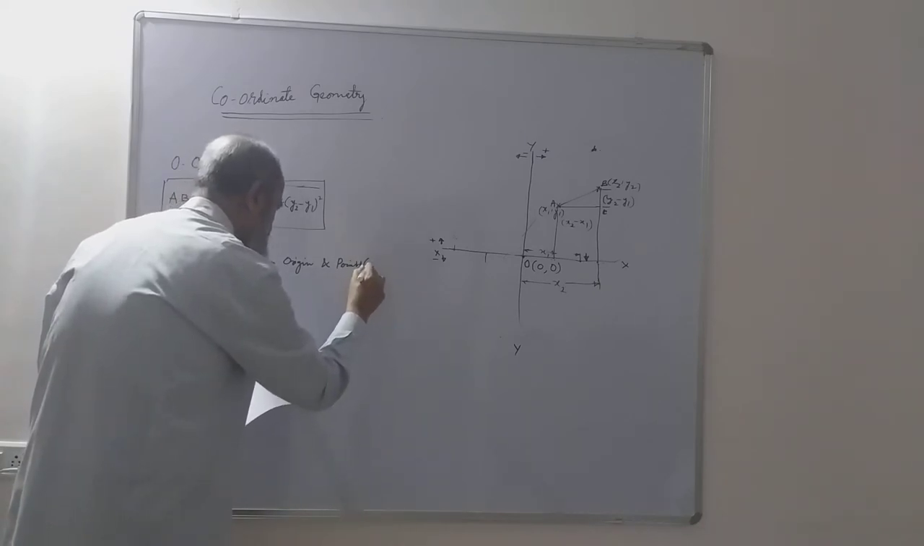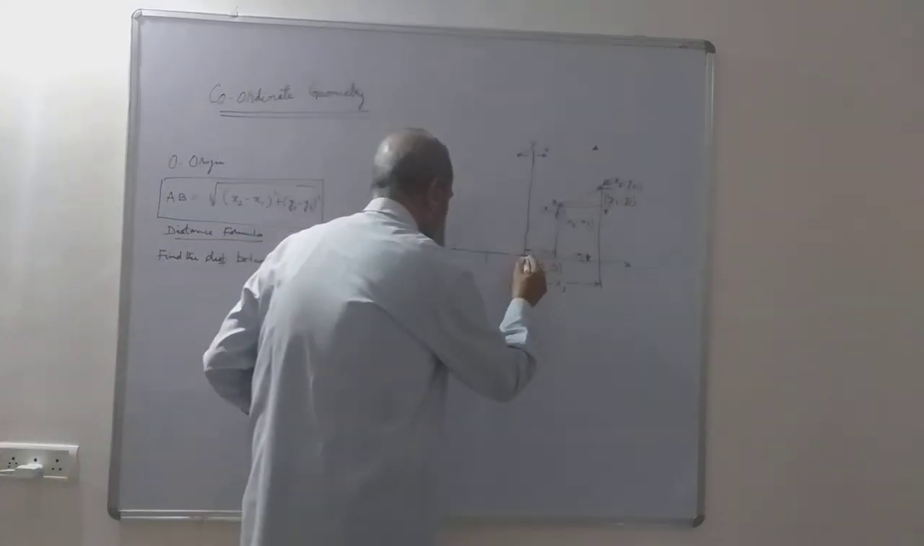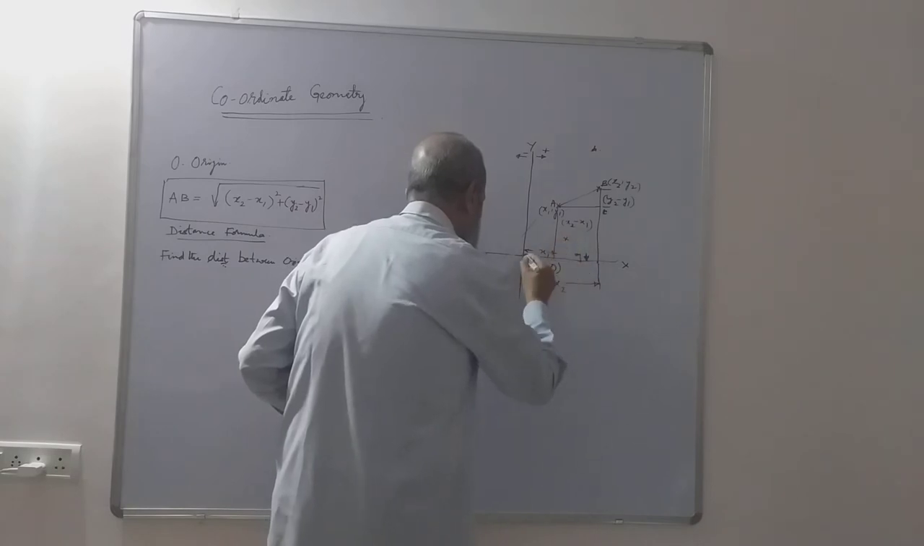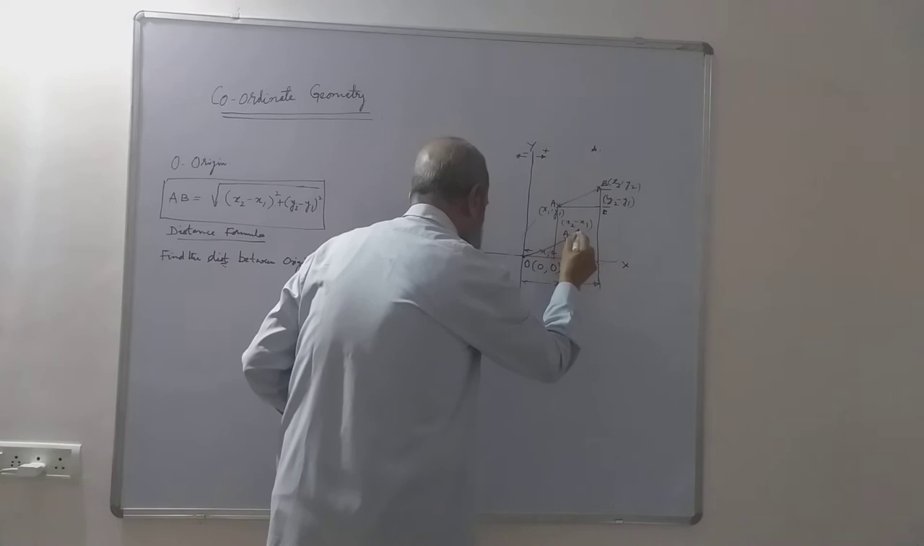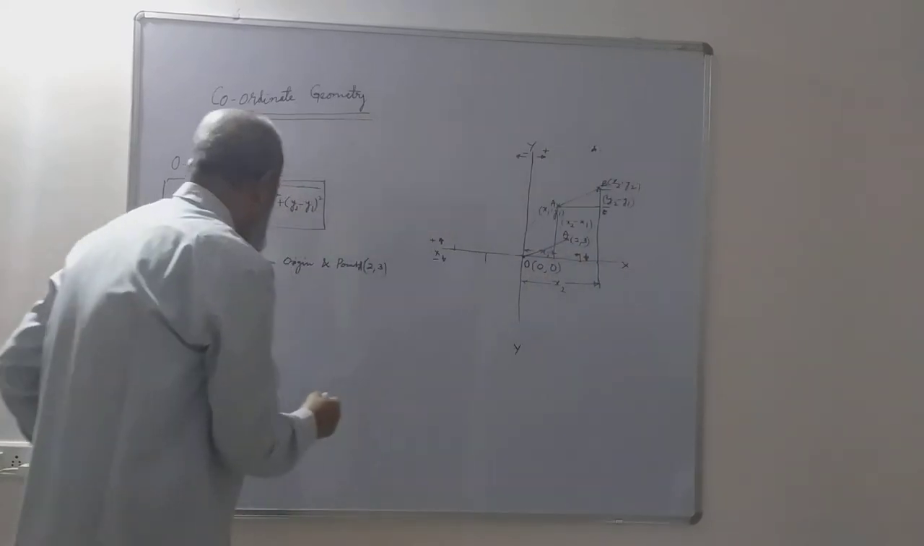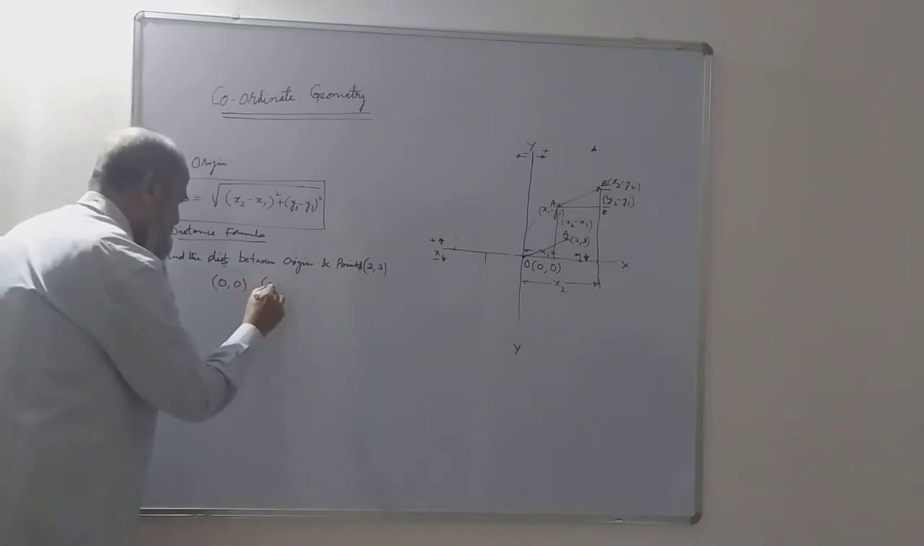Point A, that is (2, 3). So here is the origin. One point is there, A here. Its coordinates are (2, 3). This point he calls O. So the two points here are one point (0, 0), that is the origin, and the other point is (2, 3).